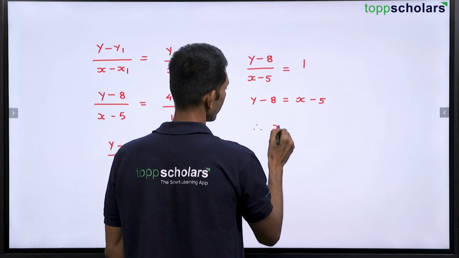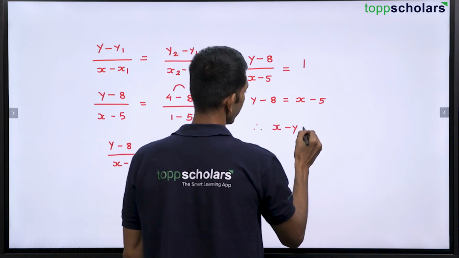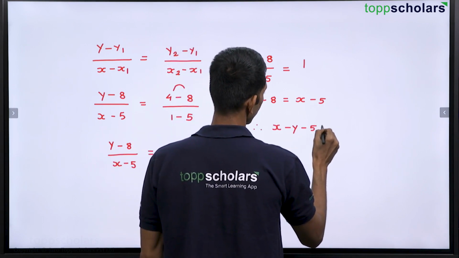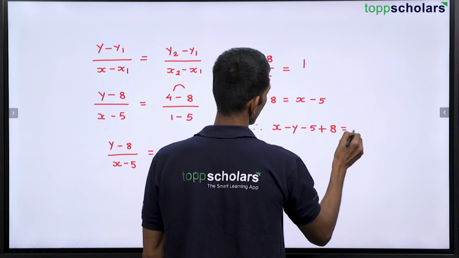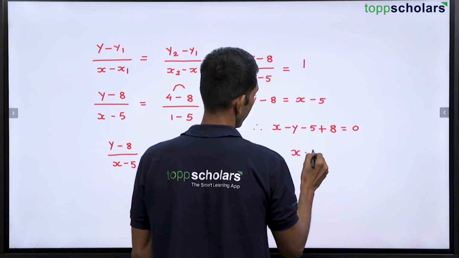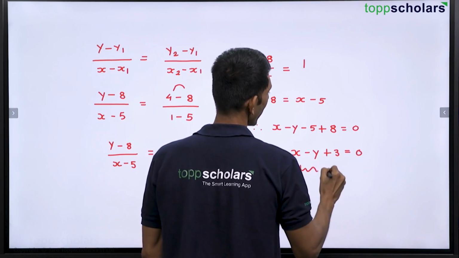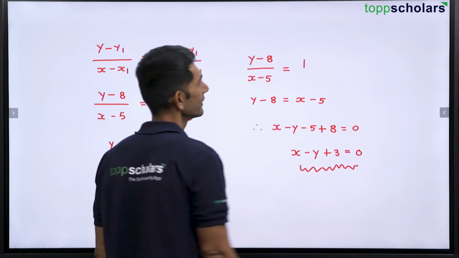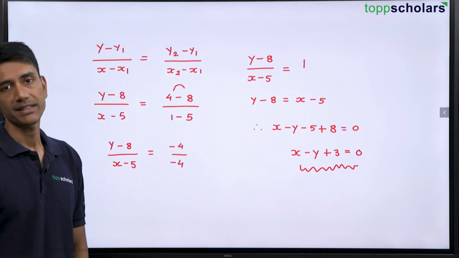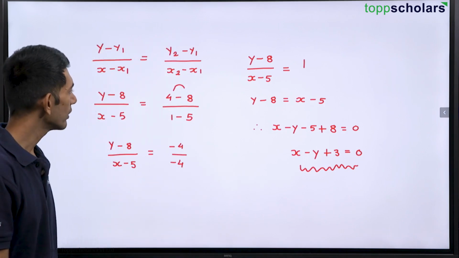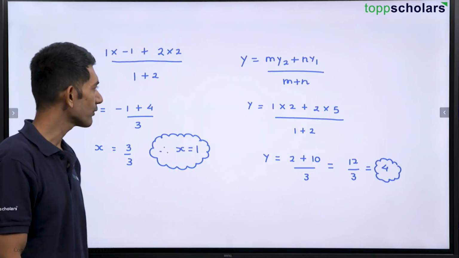Therefore I get x minus y minus 5 plus 8 is equal to 0. That is x minus y plus 3 is equal to 0 is the required equation of the line. That is line CM. I hope you are understanding how did we solve this. So let's have a quick recap of this particular question.